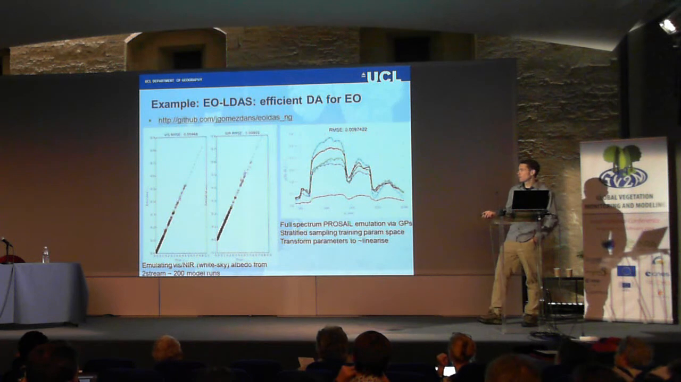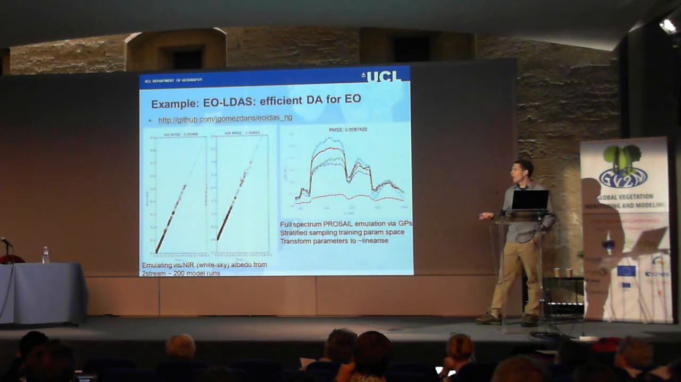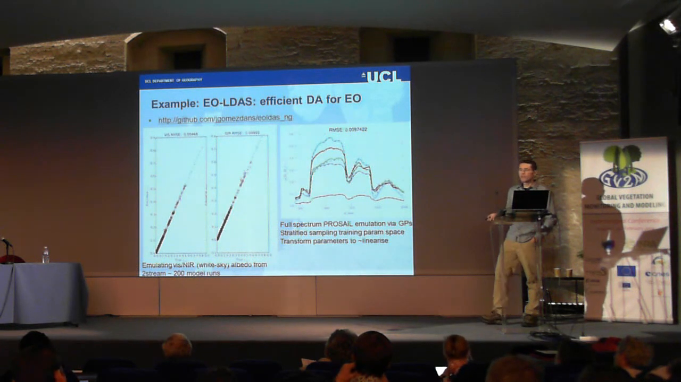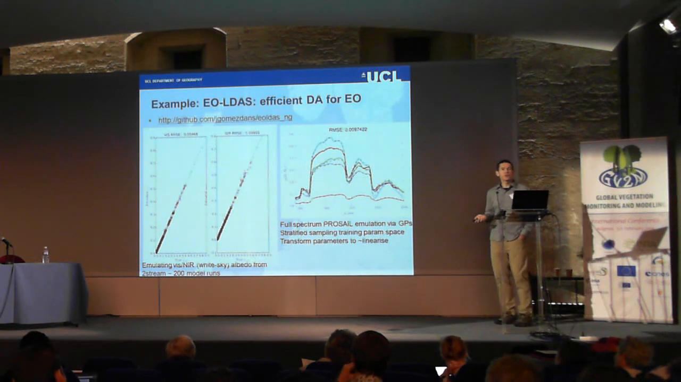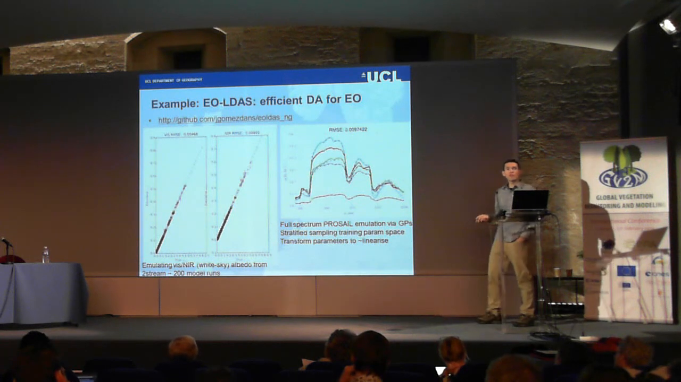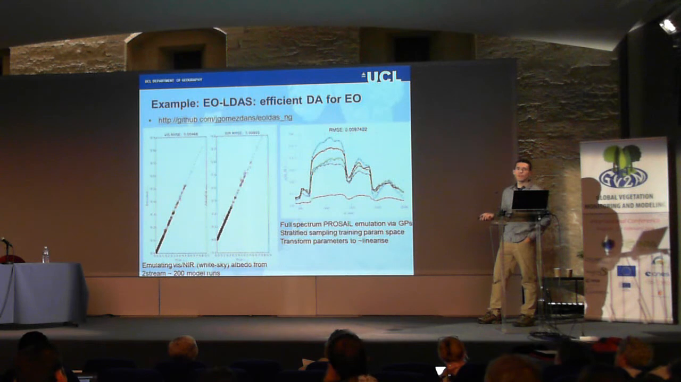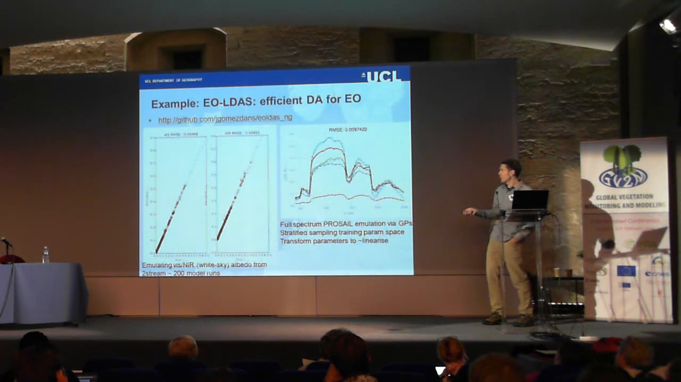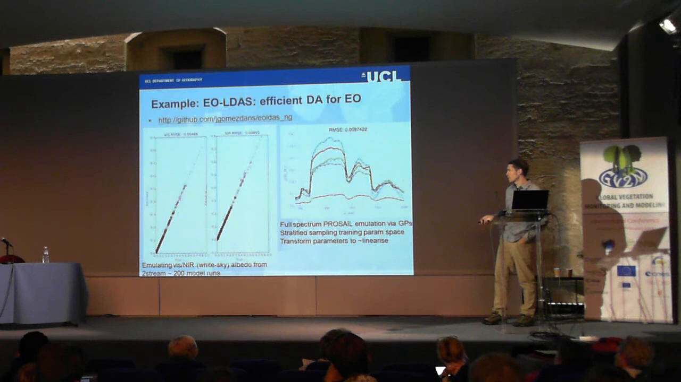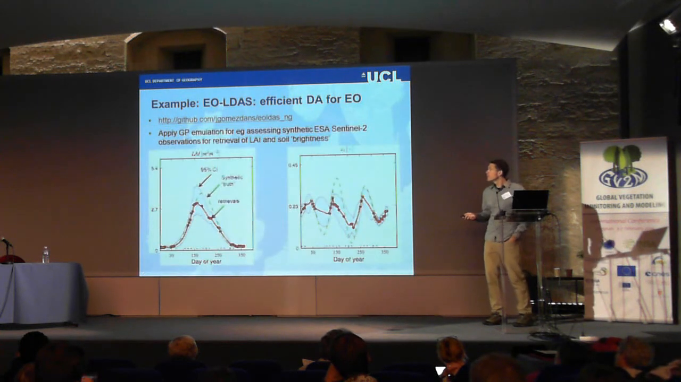And this is just some example results that Jose will show more of on his poster, of emulating visible and near infrared white sky albedo, to show that, again, the emulator is a very quick way to have a representation of a full radiative transfer approach that allows you to couple two observations in a consistent way without having to do the full model inversion all the time. And this is full spectrum emulation, so across the whole spectrum here.